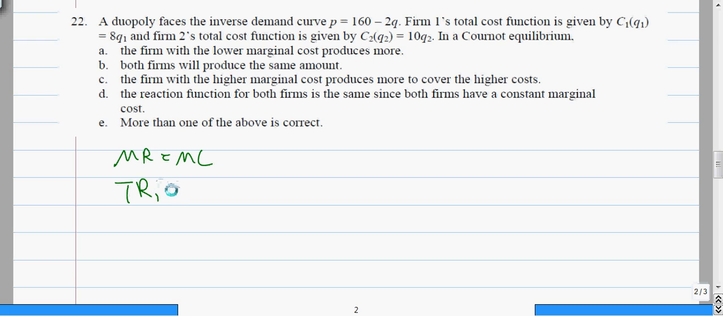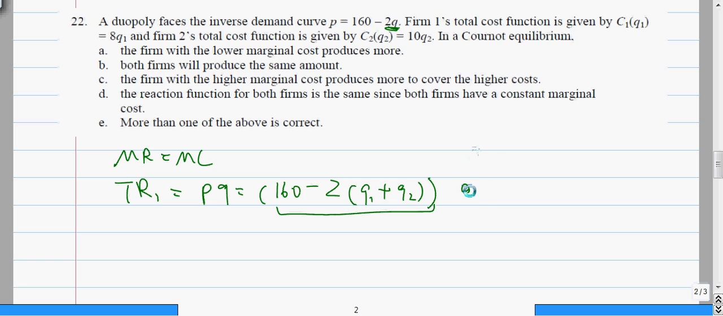Starting from TR, total revenue is always P times Q, and P is this thing. Remember, this Q is industry quantity, so we have two firms. We used to have one firm, so we didn't need to worry about this, but now we have two firms. This is price, and the quantity is my firm's quantity.